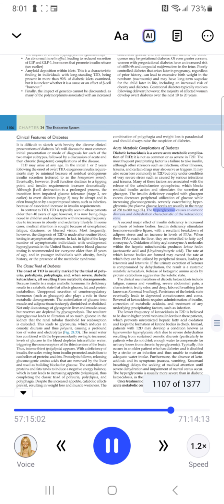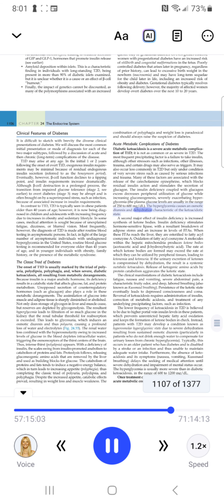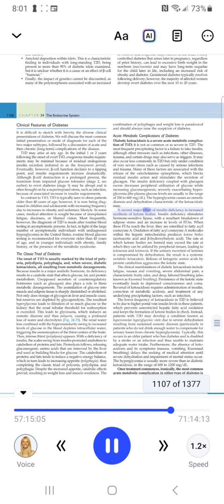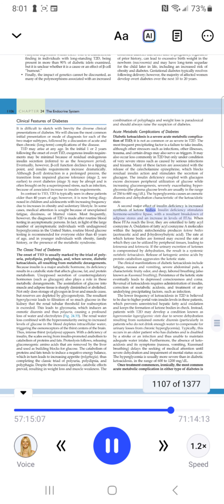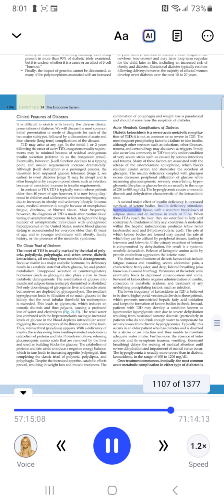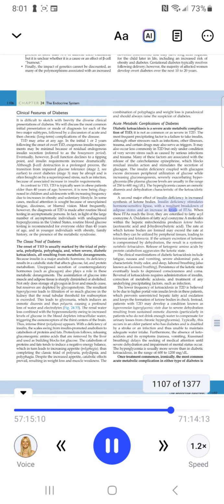The hyperglycemia causes an osmotic diuresis and dehydration characteristic of the ketoacidotic state. A second major effect of insulin deficiency is increased synthesis of ketone bodies. Insulin deficiency stimulates hormone-sensitive lipase, with a resultant breakdown of adipose stores and an increase in levels of FFAs.